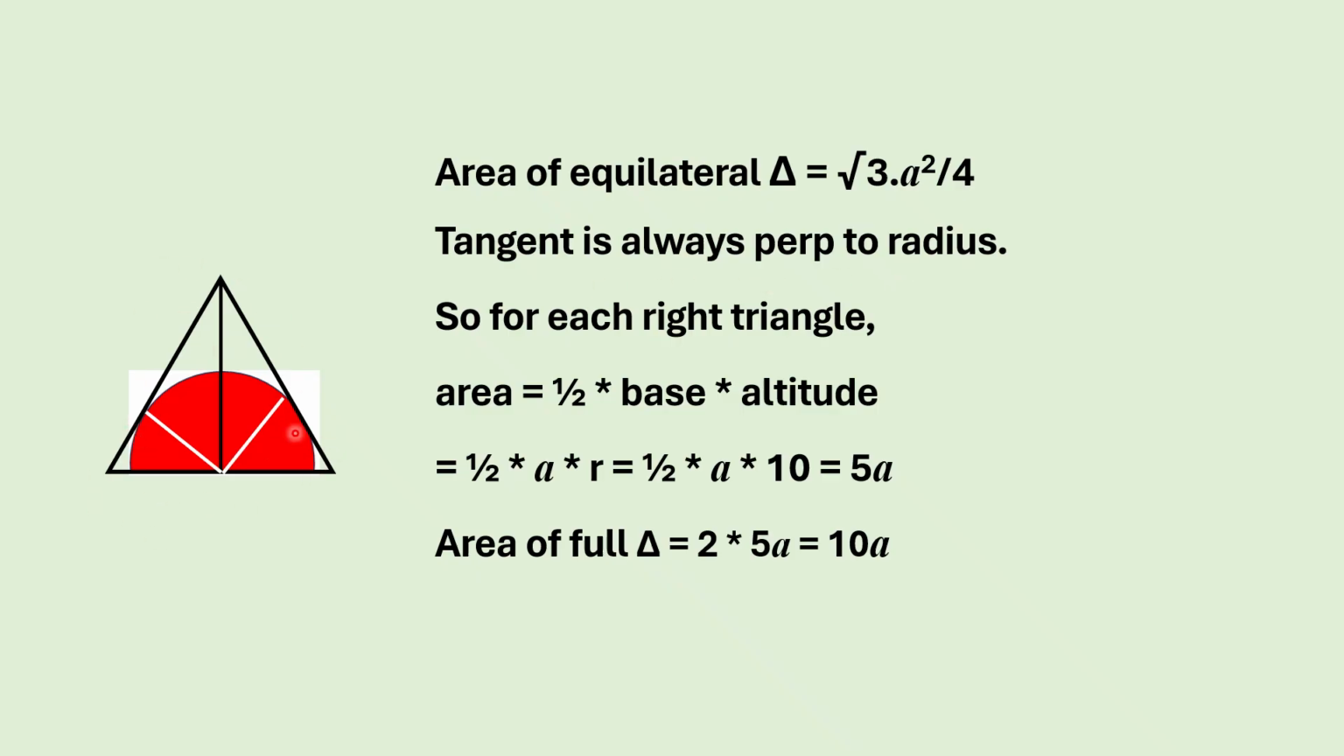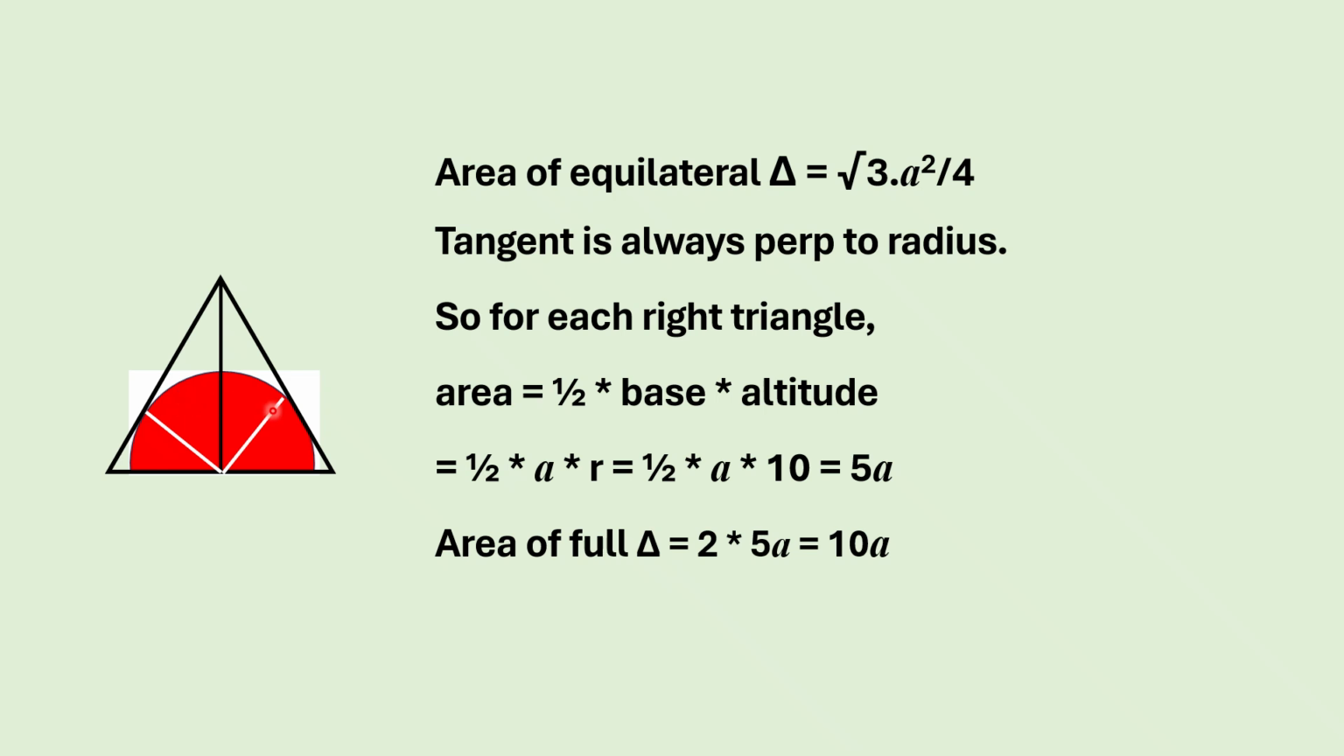One half of the equilateral triangle, if you take only one half, what you will find? The base is the side of the equilateral triangle, that is equal to A, and the altitude is the radius R, the white line. Take only one right angle triangle. The area will be half into base into altitude, that is half into A into R, but the radius is given 10. So half into A into 10, that is 5A. That is for each half.